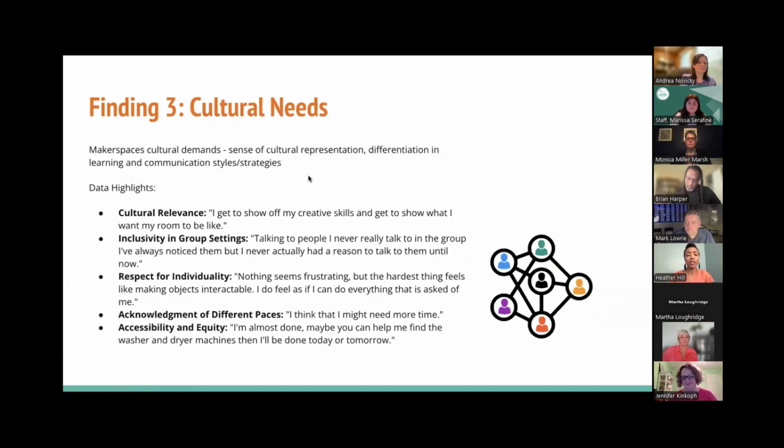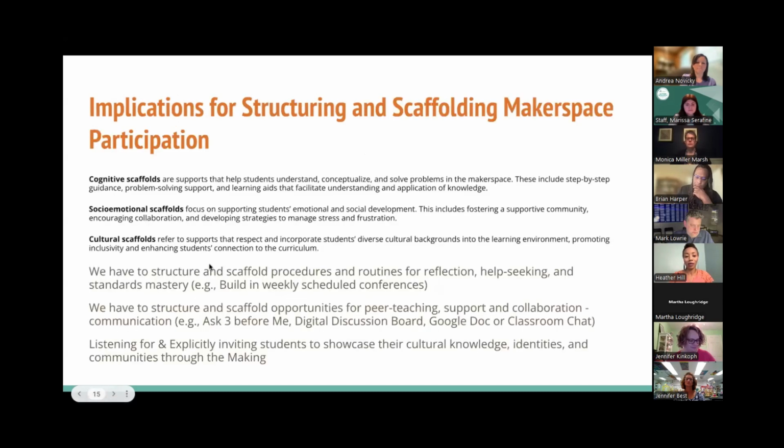And then they also spoke to some cultural needs, the need or sense for cultural representation and thinking about how we can create opportunities for kids to bring their identities into the space. And also to build those interpersonal communication strategies, because in some cases they're working in teams as well. So implications, as Andrea was alluding to, will be to dive into each of those components and think about how we might add to the grid method and elaborate on it to better support students in a makerspace classroom.